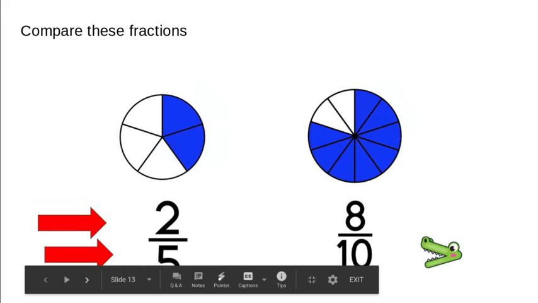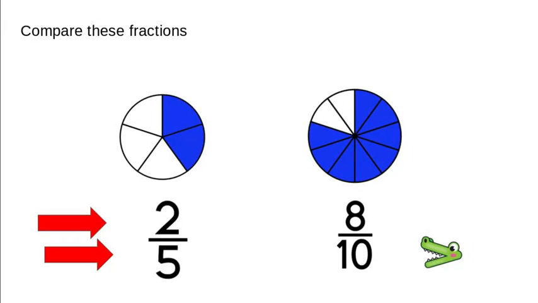And our last slide, okay? Notice I have 2 red arrows. So my 5ths and my 10ths, they're not the same. But I know 5ths are normally bigger than 10ths, right? Because if I have 5 friends, I don't have to make the pieces as small as if I have 10 friends. So I'm going to look up at my numerator.